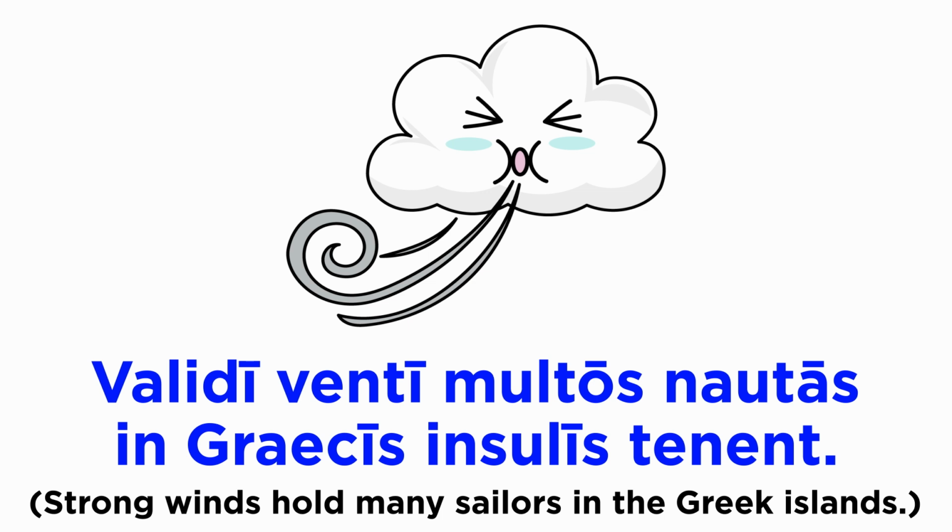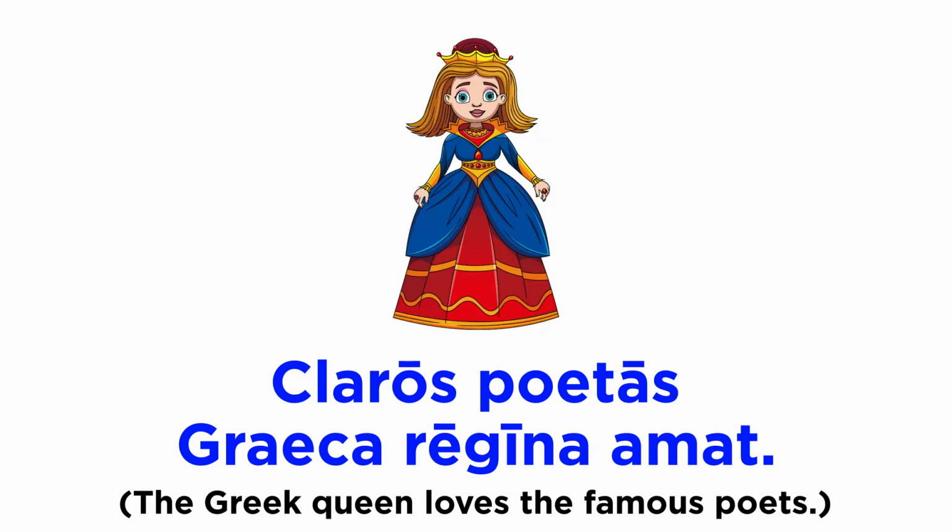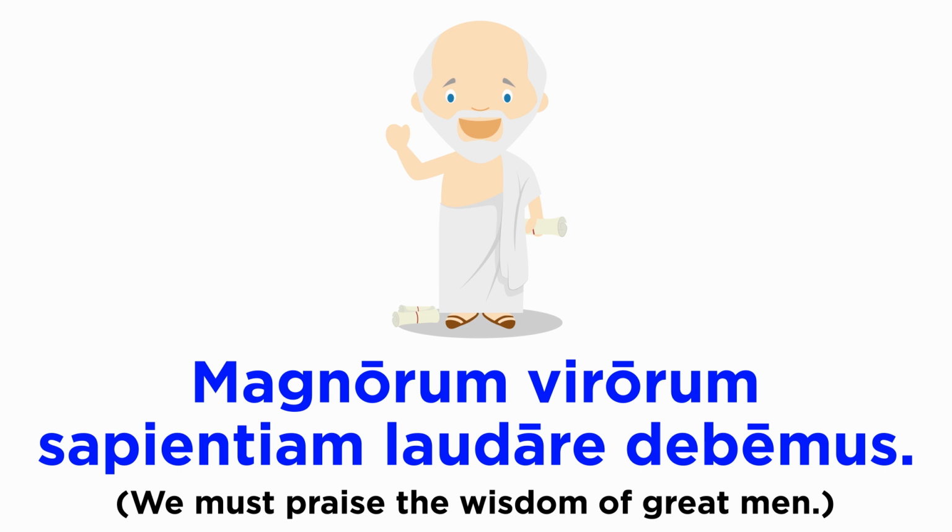This may seem tricky, so let's see some of these adjectives in a sentence. Validi venti, multos nautas, in Graecis insulis tenent. Multi agricolae in Italiae magnis agris laborant. Claros poetas Graeca regina amat. Magnorum virorum sapientiam laudare debemus.